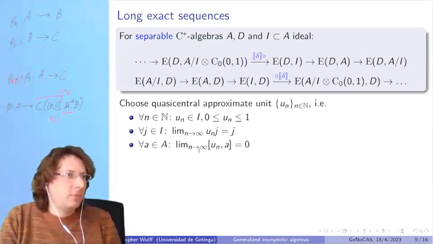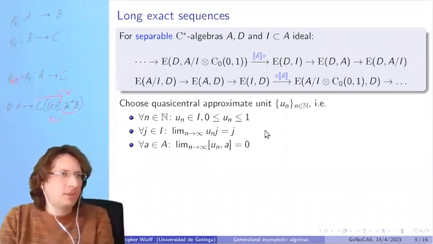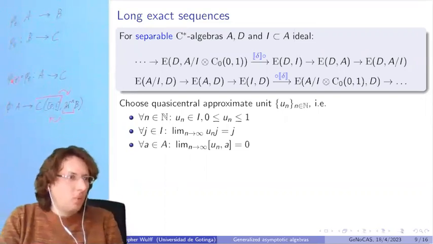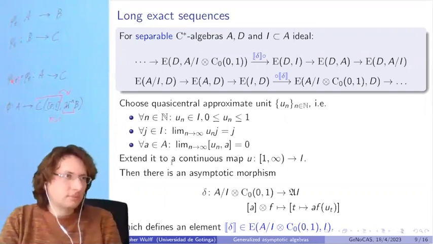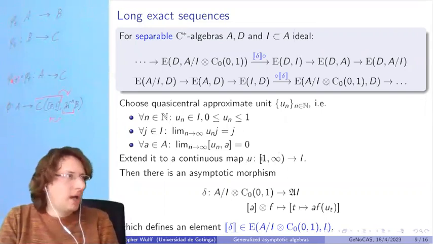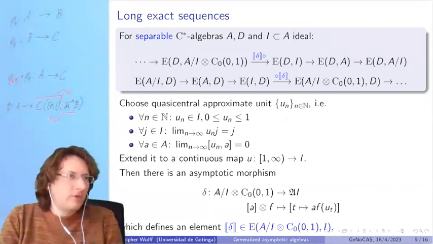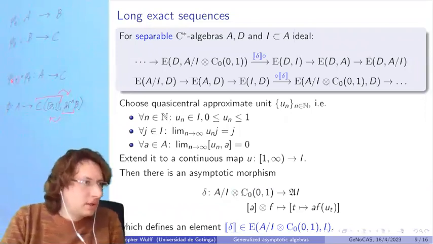Also the other way around, but that's implied by the third property, namely that in addition to being an approximate unit of the ideal I, it should be quasi-central in A, which means that these u_n should commute with all a in A in the limit n goes to infinity. So that's a quasi-central approximate unit. And what can we do with it? Well, we can first of all extend it to a continuous map on the ray from 1 to infinity into I. And now this map u can be used to write down an asymptotic morphism. And this asymptotic morphism now goes from A modulo I tensor C0 of (0,1).